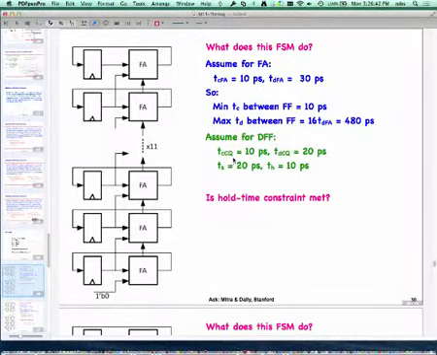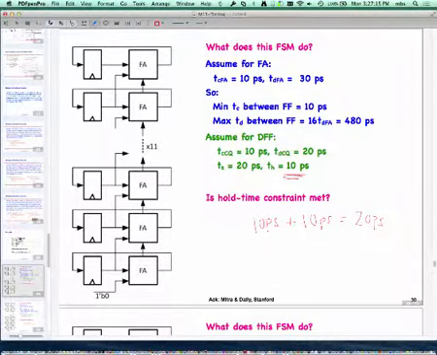Assume for the D flip-flop, we are given that contamination time is 10, propagation is 20, setup is 20, hold is 10. Is the hold time constraint met? So to do the hold time constraint, again, remember contamination delays. So our contamination delays are 10 picosecond plus contamination delay out here, which is again 10 picosecond, and that is 20 picosecond, and we have to make sure that this is greater than the hold time, but our hold time is 10 picosecond. So I have a problem out here.